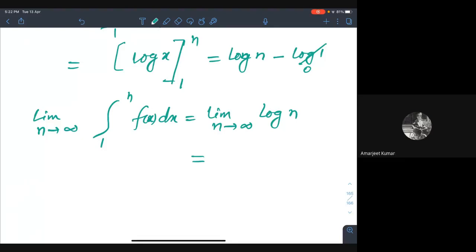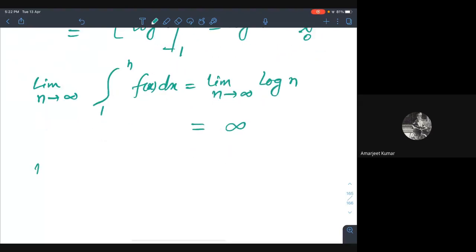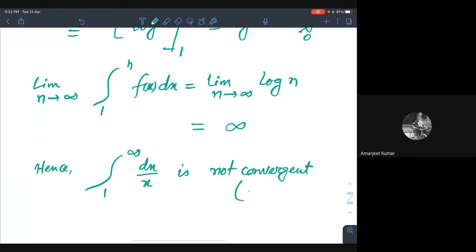Yeah, infinity, right? It doesn't go very fast to infinity, but it is going to infinity as n tends to infinity. So this is infinity. Hence the integral from 1 to infinity of dx by x is not convergent. So we can say it is divergent.